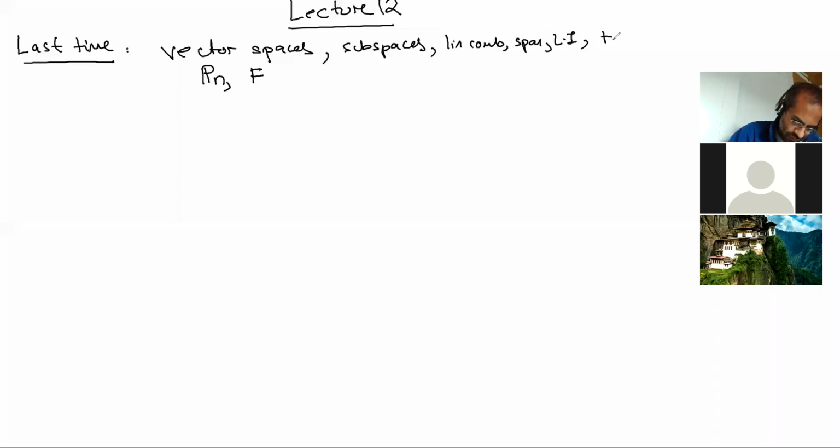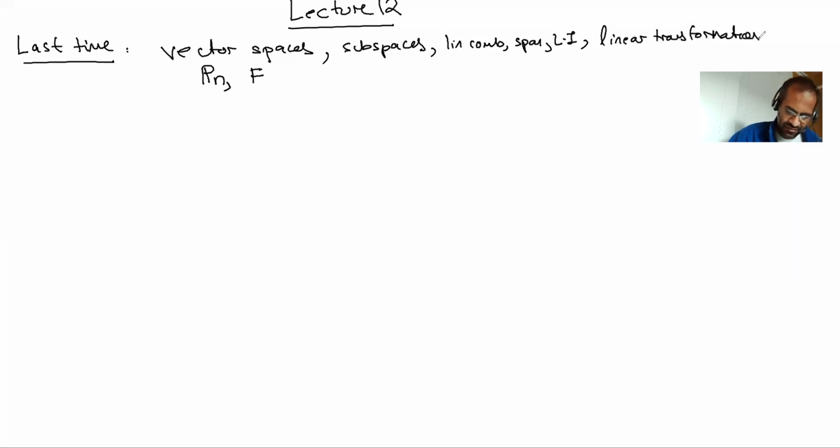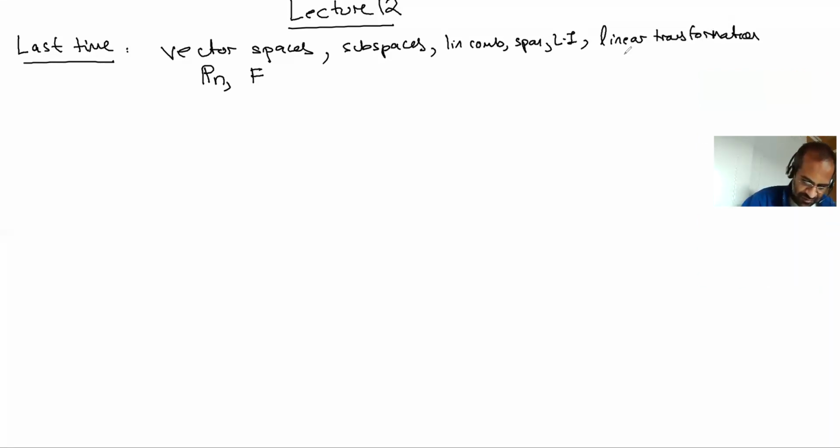And then we introduced the notion of a linear transformation. And this again is just a function that preserves linear combinations. One important example of this that we saw is differentiation, going from the vector space of differentiable functions to the space of all functions. Now, what we're going to do in this lecture is continue to develop the theory of linear algebra in this more general setting.